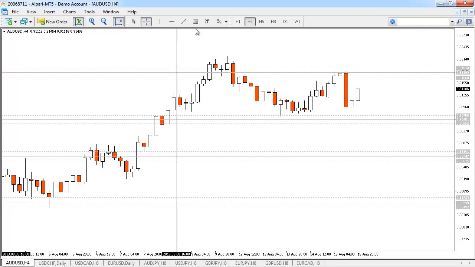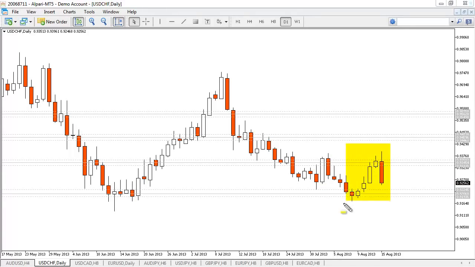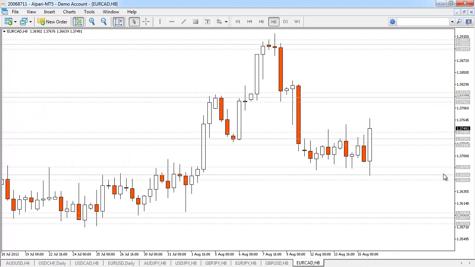One second. Let me just go to the USD CHF trade. And I'll highlight it. Actually, I have a better example trade. The trade taken last week on Euro CAD, I think. Yeah. Let's look at a trade we haven't looked at yet. Here we go.